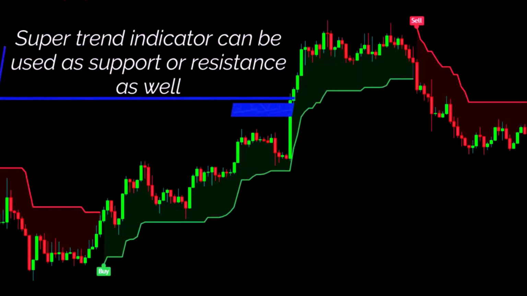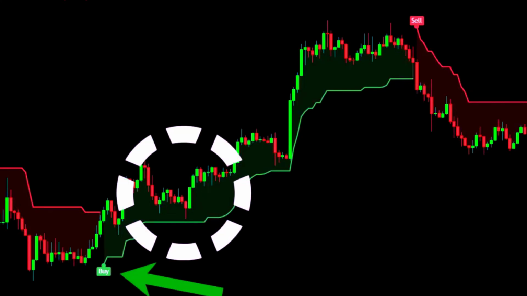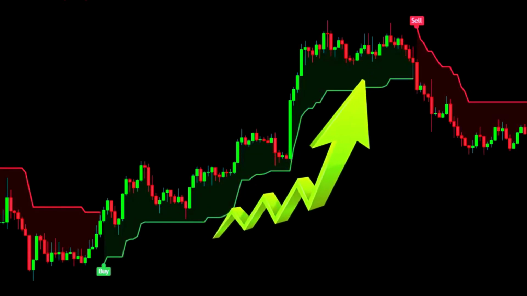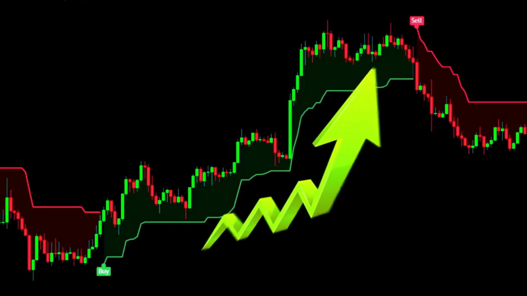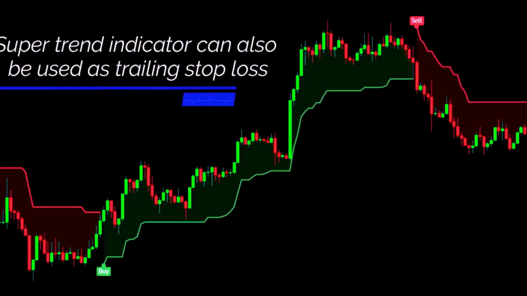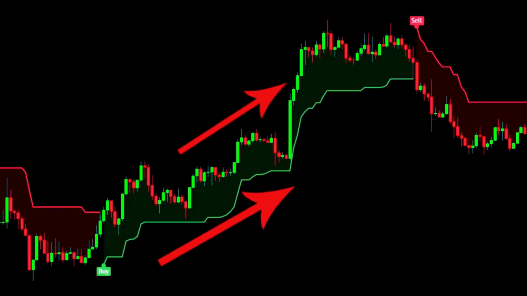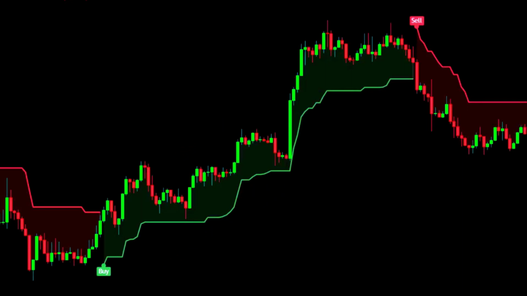The Supertrend indicator can be used as support or resistance as well. If a buy signal has been generated in the Supertrend indicator and the price comes towards the green line, then it can react as a good support, and we can consider buying there. The Supertrend indicator can also be used as a trailing stop loss. In the case of a buy signal, as soon as the price moves upward, the line of the Supertrend indicator also moves upwards. As the line goes up, we can trail or change our stop loss, so that we can make maximum profit.